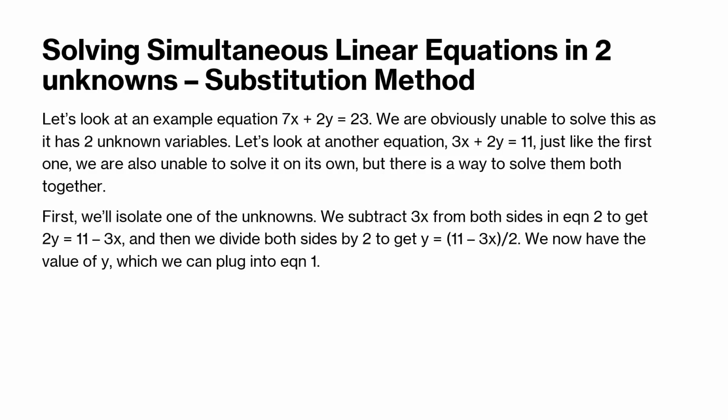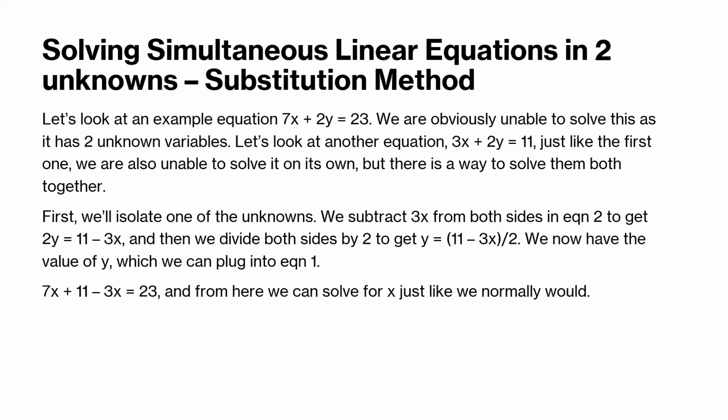This is the substitution method. First, we'll isolate one of the unknowns. Then we subtract 3x from both sides in equation 2 to get 2y equals 11 minus 3x. We divide both sides by 2 to get y equals 11 minus 3x, all divided by 2. Now we have the value of y. We've isolated it.